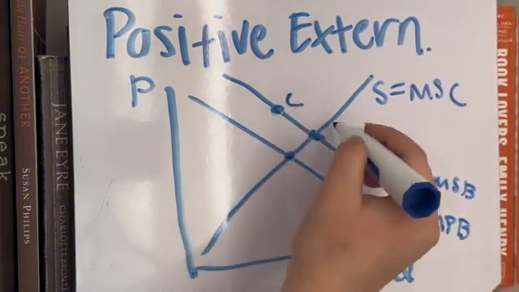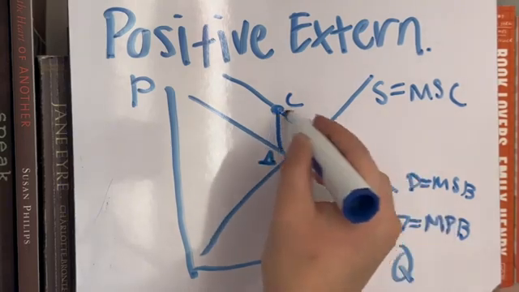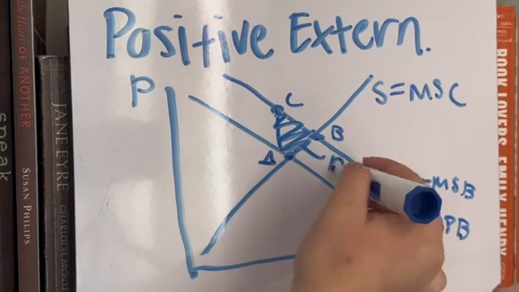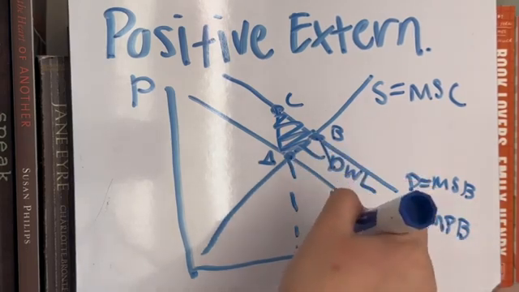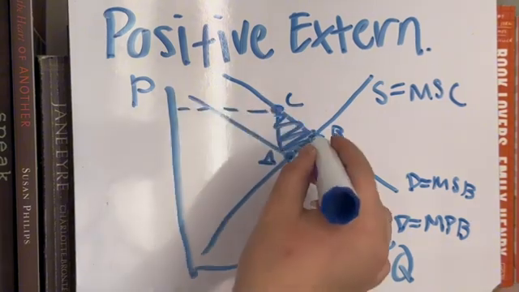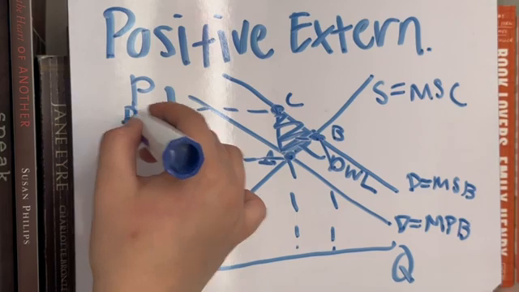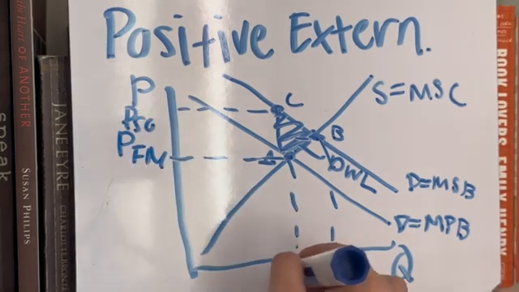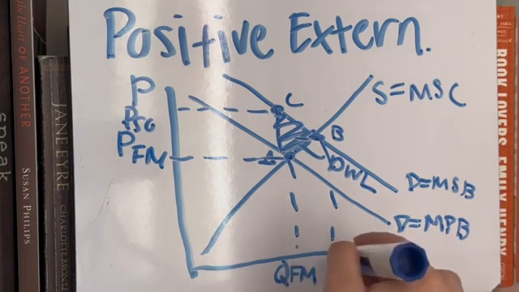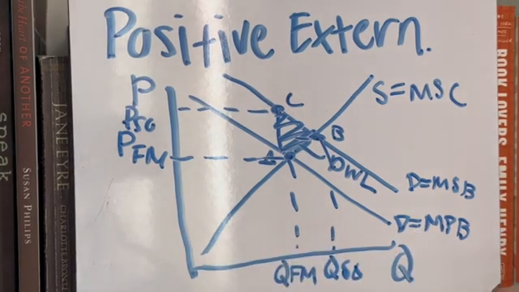We label C because this is where the MSB is greater than the MPB. While society would like the firm to produce at point B, where the marginal social benefit equals the marginal social cost, because this is a free market quantity, dead weight loss is created and is marked by the triangle ABC. Because consumers only take into account MPB of consumption, consumers will consume until MPB equals MSC.